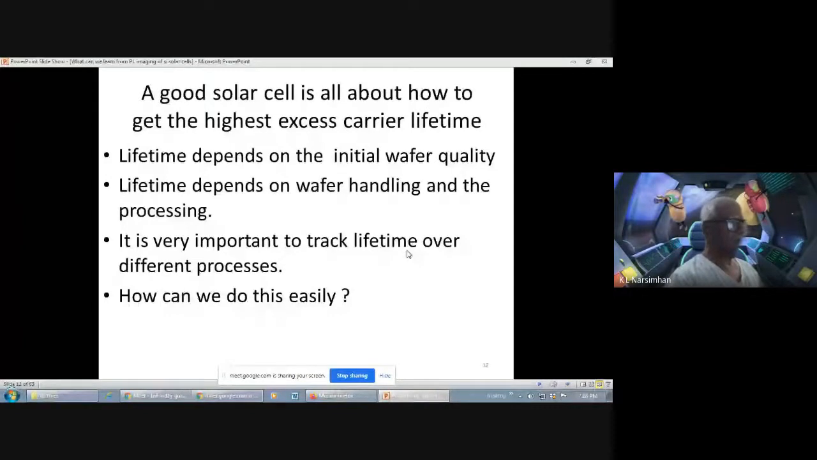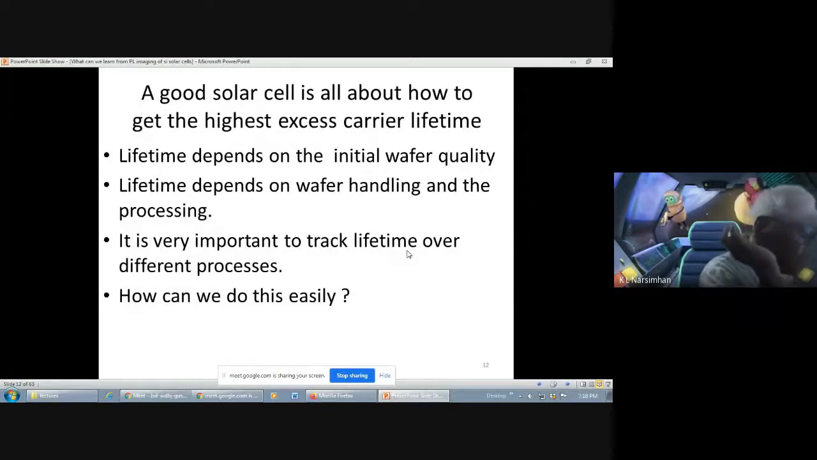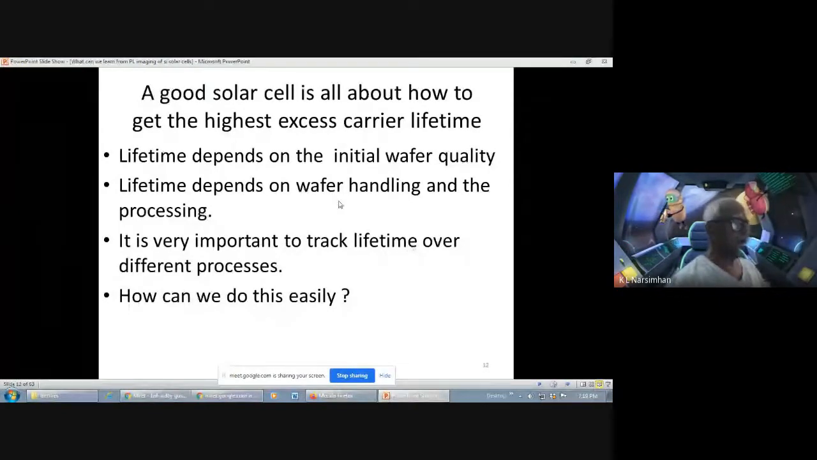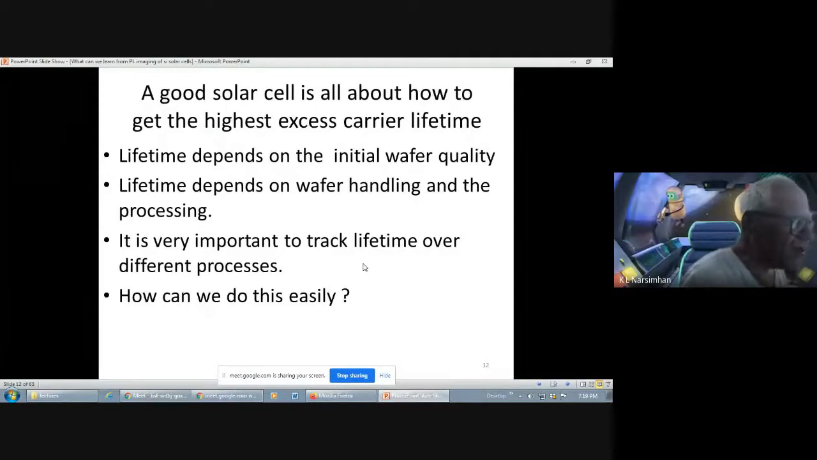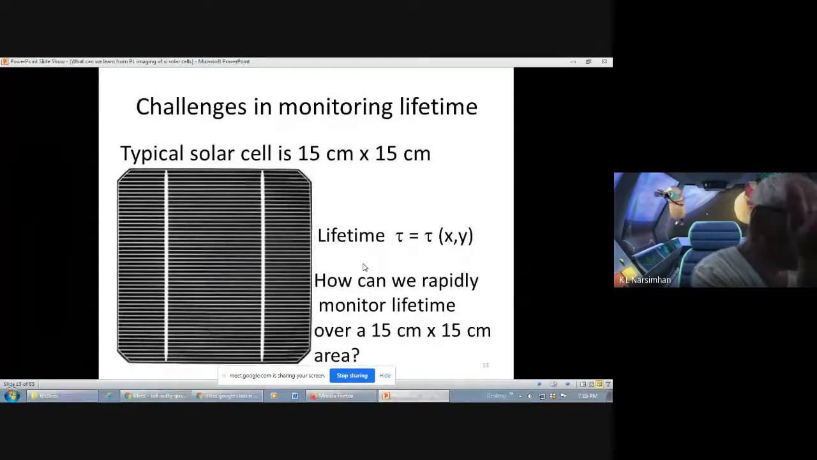Lifetime depends, of course, on the initial wafer quality, as we saw: you should have very few defects, and even 10 to the 12 defects made your lifetime something like 10 microseconds. But what is also important is how you handle it and what you process. When you are doing some processing on, let us say, a million wafers batch, you want to make sure that you are not doing anything to degrade the lifetime. Can you do this very easily? Can you do it in line? These are some of the questions that we will ask.